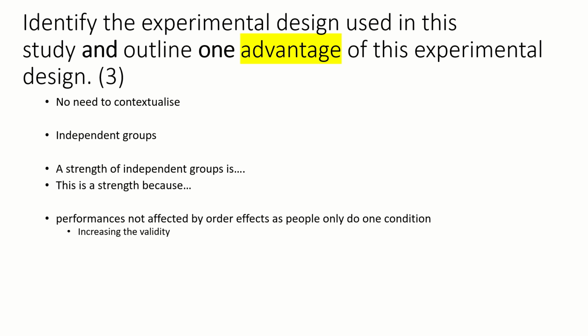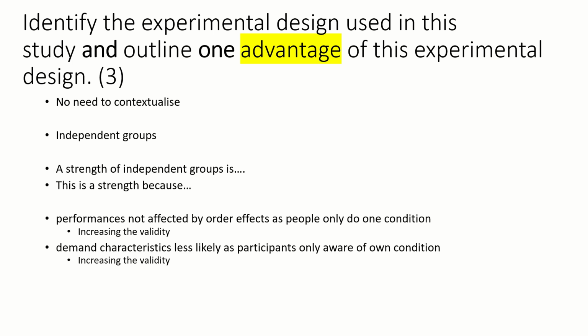Okay. Performances. So a strength of independent groups is that the performances are not affected by order effects, as people only do one condition. This is a strength because it increases the validity of the study as it controls for extraneous variables. If you've mentioned anything roughly like that, give yourself 2 marks.